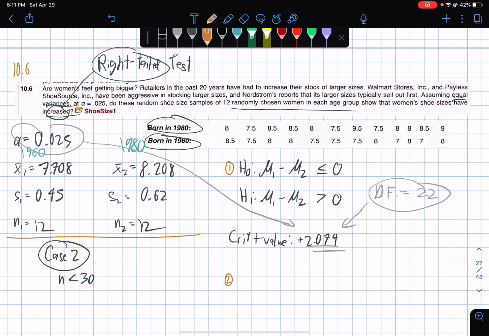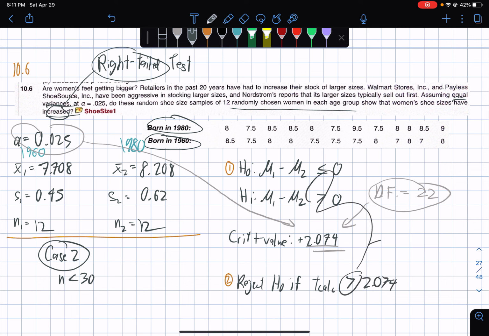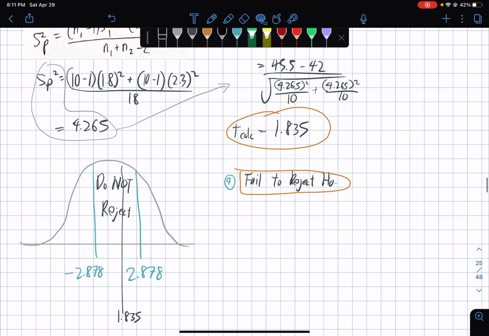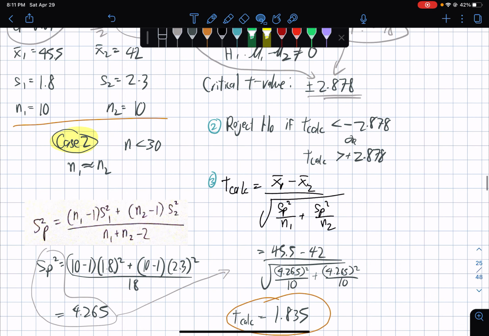Let's try step 2: reject H0 if t calculated is greater than 2.074. Where do we get the inequality sign? We just copy paste from the alternative hypothesis. And then step 3, computation. Let me rewrite the case 2 formula. Actually, no, I'm just going to copy paste. It's tiring, you know.